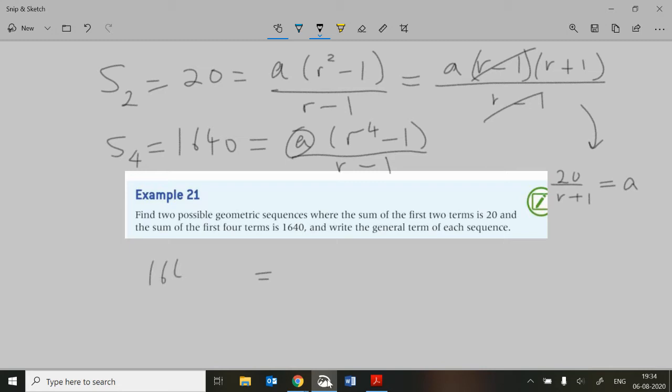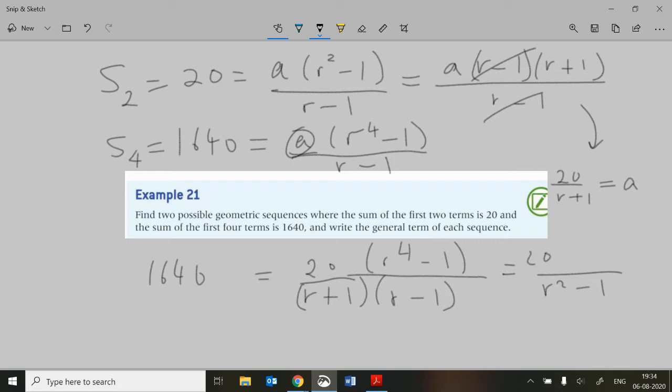Let's do that. We've got 1640 is equal to 20 over r plus 1 times, so I could take the a out as a sort of a over 1, if you like, and that's essentially what I'm doing here. So the 20 stays on the top and the r plus 1 becomes the denominator. And there we go, we've got r to the 4 minus 1 on the top there. Now that's pretty nice because I've got the difference of two squares on the bottom again.